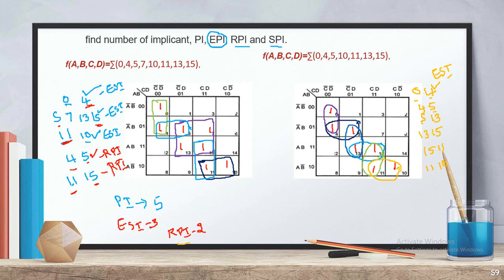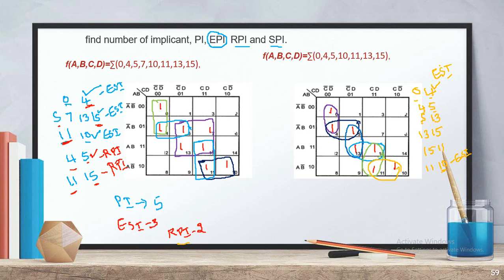Then go to 15 and 11. 15 is in one group and 11 is in another group, and we don't know which are essential. So leave that and go to 11 and 10. Here 11 is already in one group and 10 is not in any group. So this group is again essential. Okay, so from all these 6 groups, we decided that we have 2 essential groups.